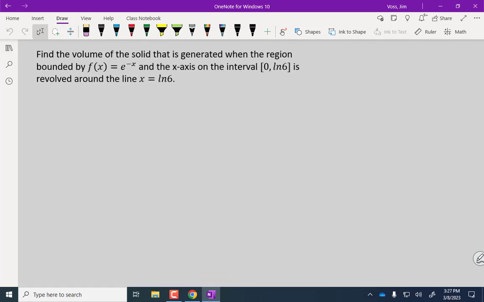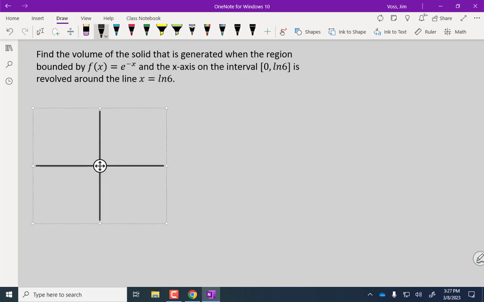So finding the volume of something using a shell or a disc or a washer. These things still live in Calc 2. They're not gone. So let's draw a little picture. We had some issues on the first exam, drawing some basic shapes.